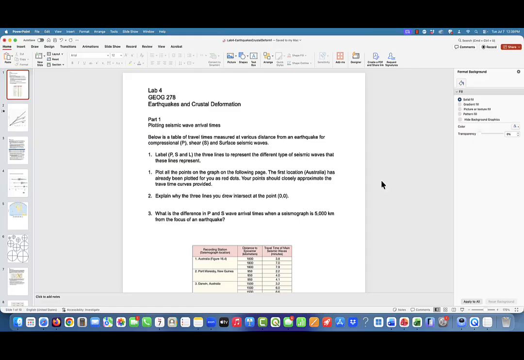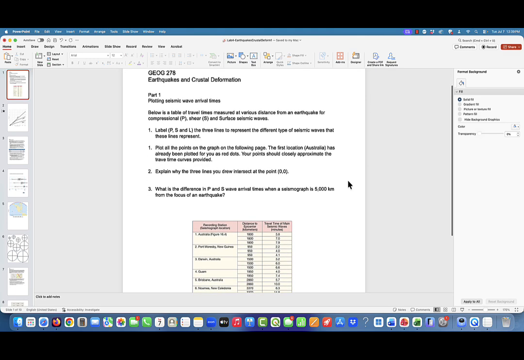All right, let's get started with part 1 of Lab 4. In this, we're going to be looking at travel time for different seismic waves, including the P wave, which is the first to arrive, the shear wave or S wave, which is the second to arrive, and the surface wave, which is the slowest wave because it's traveling around the outside of the Earth.